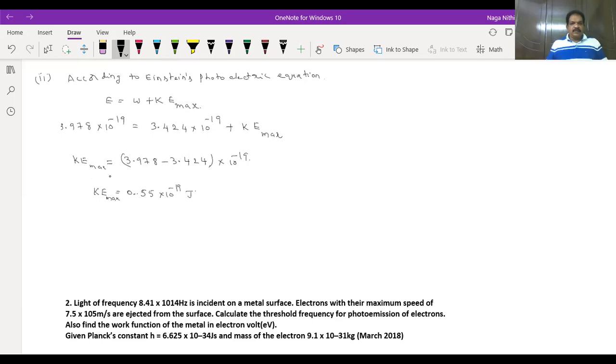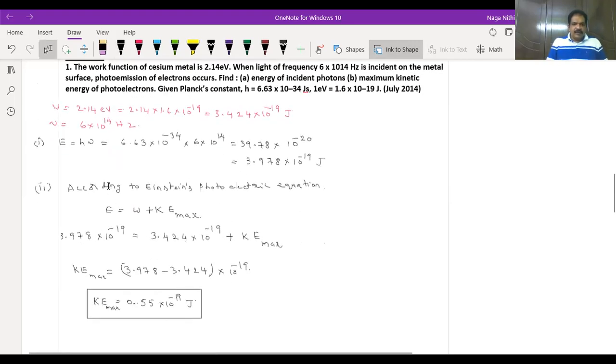This one they are asking. So they are asking what is the kinetic energy, and one more thing they are asking is the energy of the incident photon. They gave the frequency. From the frequency we are calculating that energy. So that value is 3.978 into 10 power minus 19 joules. Okay.